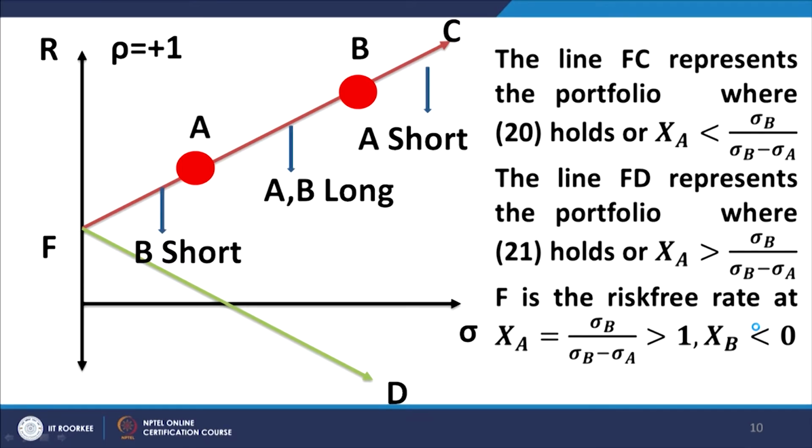So, in this case the portfolio possibilities curve translates to a pair of straight lines intersecting the y axis at the risk free rate, which is given by r 2 sigma 1 minus r 1 sigma 2 divided by sigma 1 minus sigma 2. That is represented by the point F in this diagram.